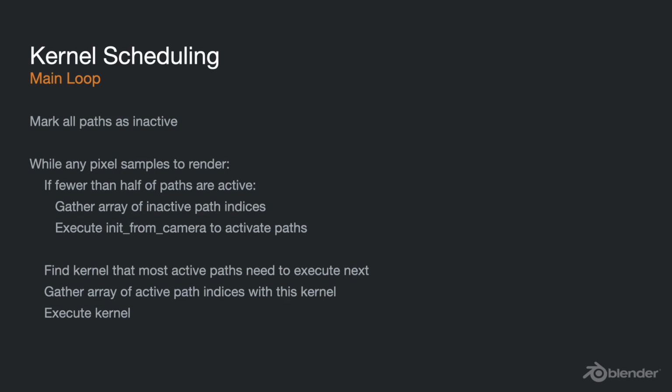Then we do a greedy scheduling algorithm where we find the kernel that the most active paths need to execute next. We gather an array of indices to all those paths, and then we execute that in one big batch. We keep repeating this loop until all the pixel samples have been rendered and all the paths have been terminated.